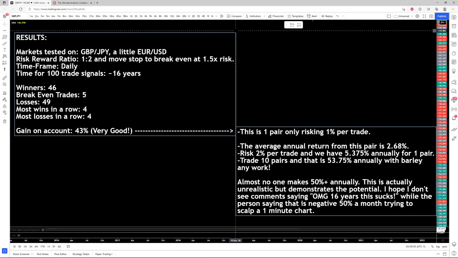So there were 46 winners, break-even trades were 5, and the losses were 49. The most wins in a row was 4, and the most losses in a row was 4.